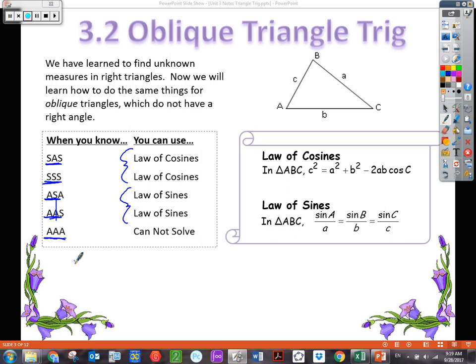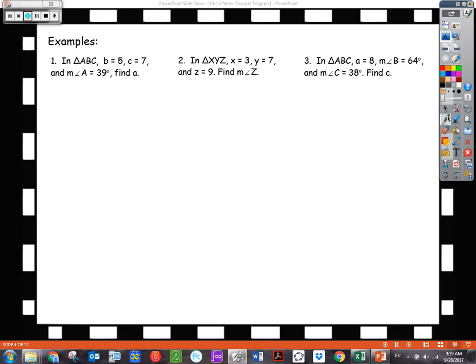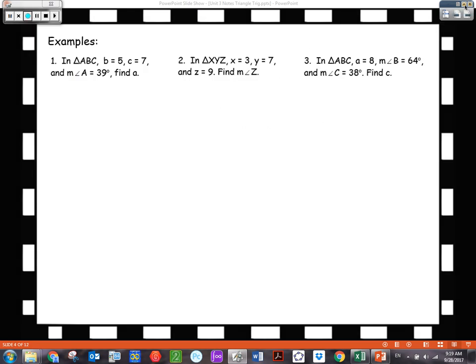Okay, so let's move to our second slide. This is a calculator lesson. Hopefully you have your calculator with you. And as yesterday with the right triangle applications, you really need to have your calculator in degree mode. We're working with triangles. We've got to use degrees. That's just kind of a thing.